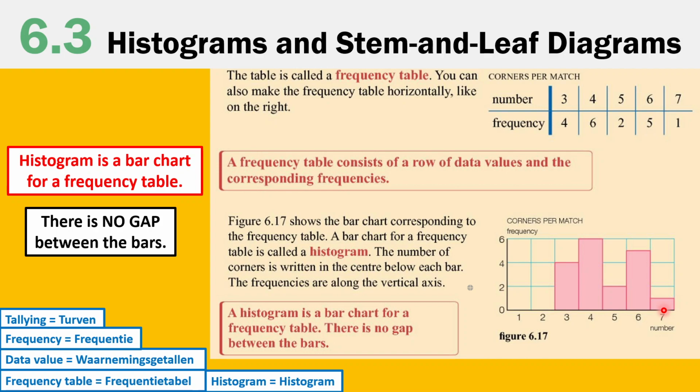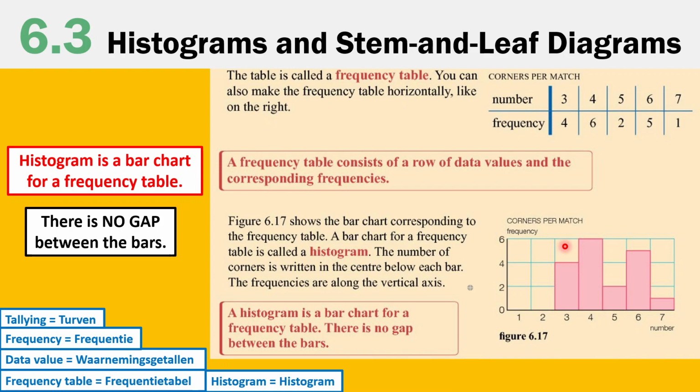Dus een histogram, Nederlands een histogram, dat is hetzelfde, is eigenlijk een staafdiagram die bij een frequentietabel hoort. En er is één groot verschil, wat je misschien ziet, en dat is dat er geen ruimte is tussen de staven. There is no gap between the bars. And with a histogram, oftentimes underneath there are also just numbers, right? So 1, 2, 3, 4, 5, 6. And now you can see quite quickly that the number 3 occurs 4 times. Number 4 occurs 6 times. That's the frequency, right? And this is what we call a histogram.